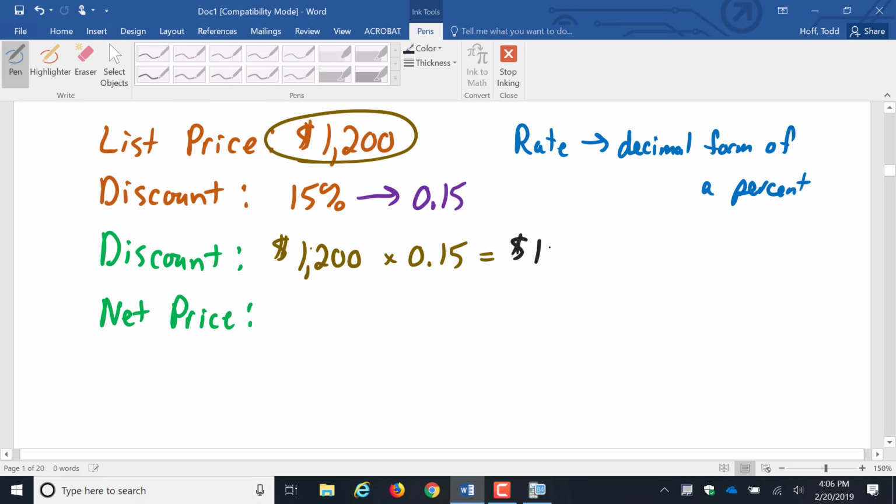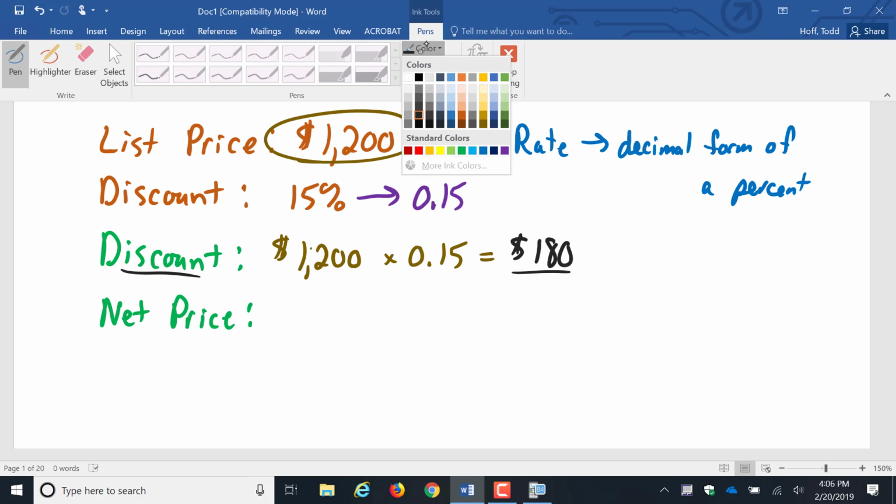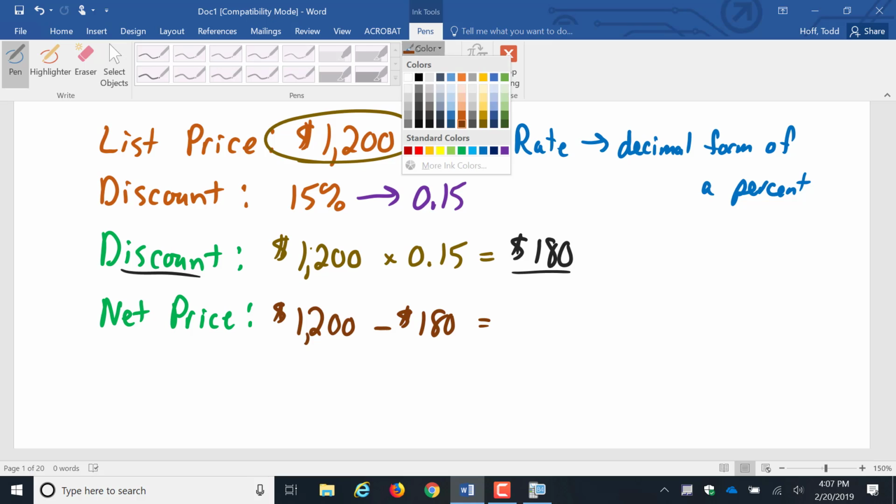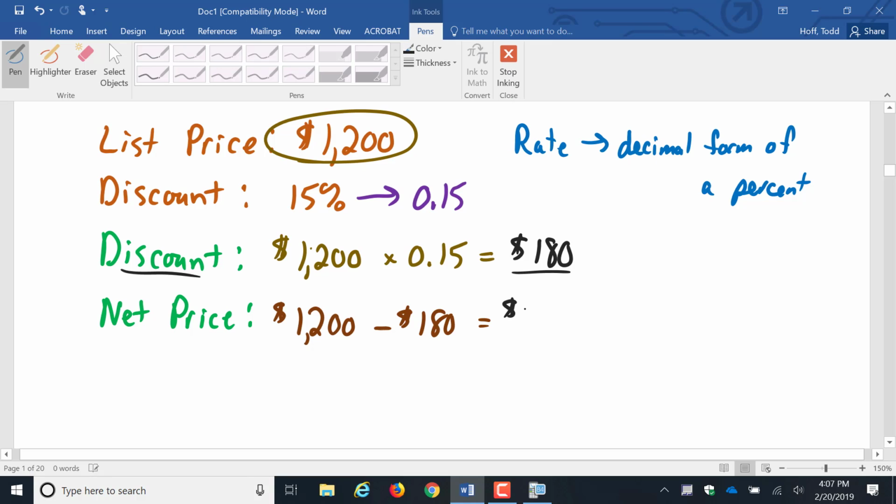$180 is the amount of our discount. Now to find the net price, we could just go ahead and take the list price, $1,200, and subtract that discount of $180, which would give us $1,020, and that would be the correct net price.